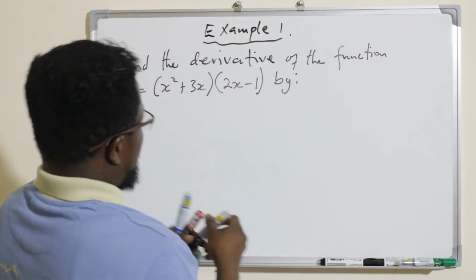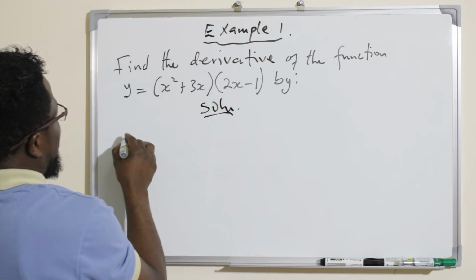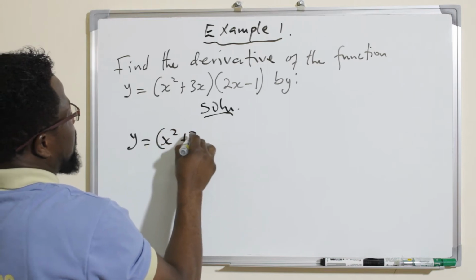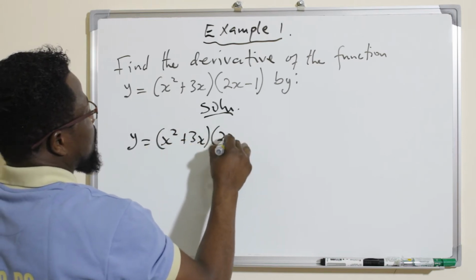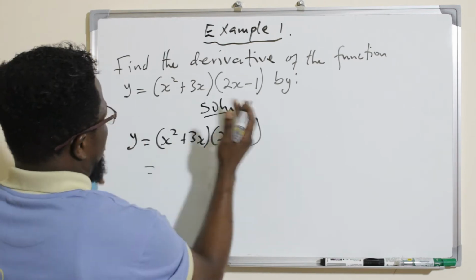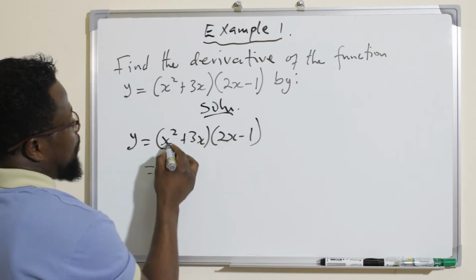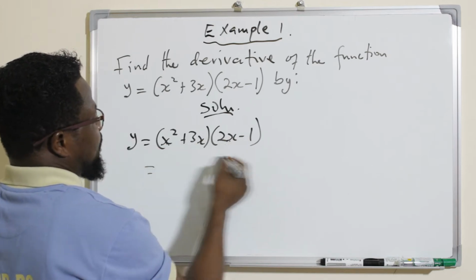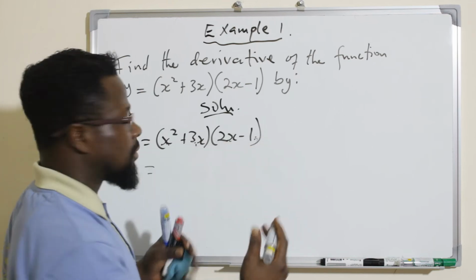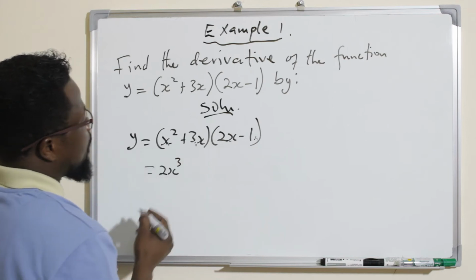Straight away, I just need to write down the function that I was given, and this is the function. So I need to expand this by multiplying the binomials. I multiply this by that, this by this, this by that, and this by that. And then I'll simplify. So when I multiply this by this, I am having 2x cubed.